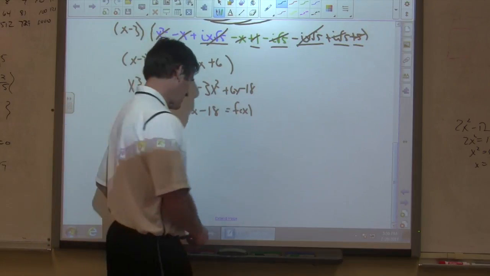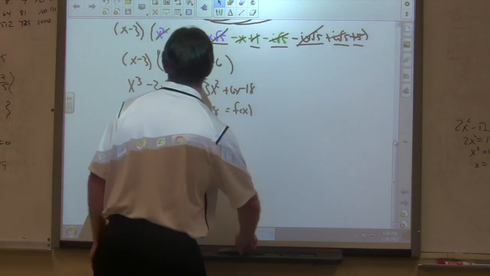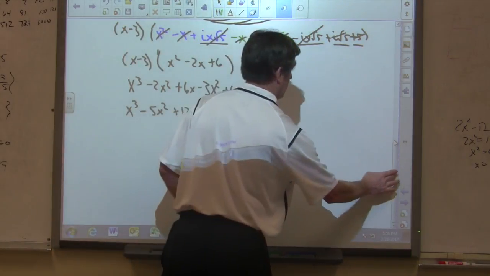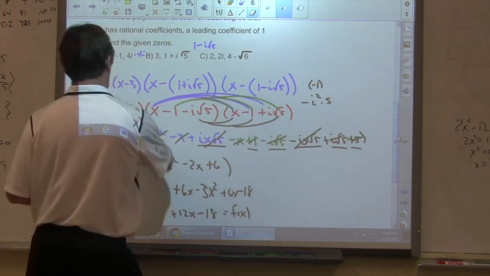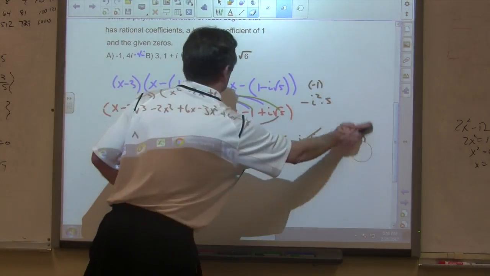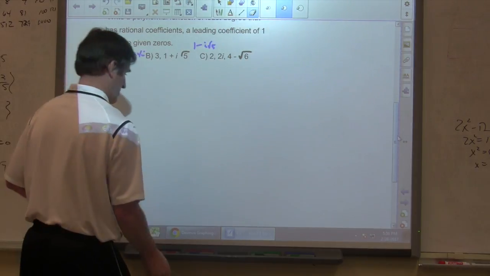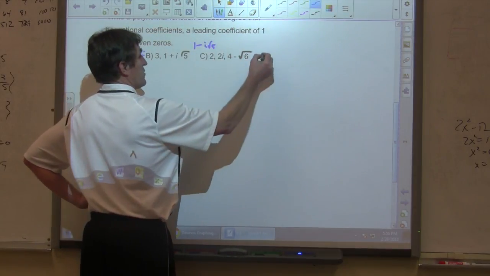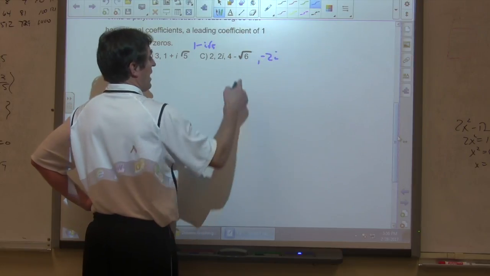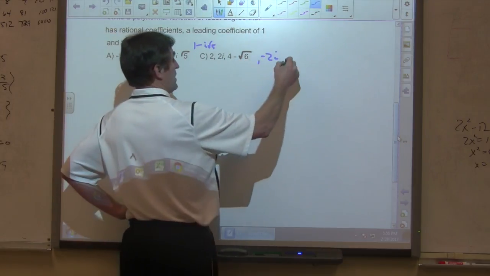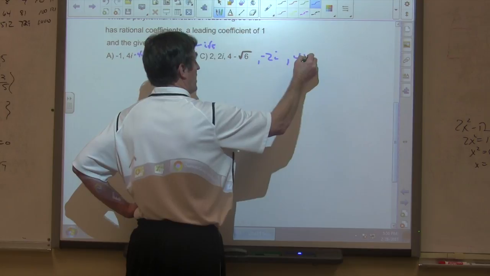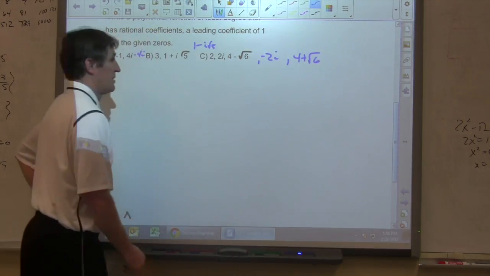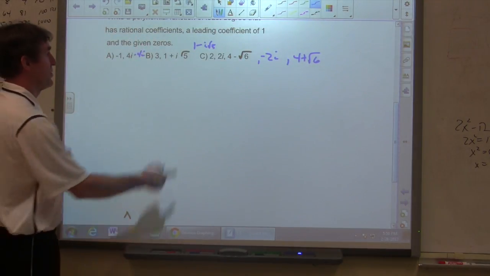So the last one, as I told you, would be the most difficult. So let's take a look at that. And the reason is we have a 2i, which remember tells us we need a negative 2i. And we have a 4 minus square root of 6, so we need the conjugate of that. We need a 4 plus the square root of 6. So I have a lot more to multiply here.